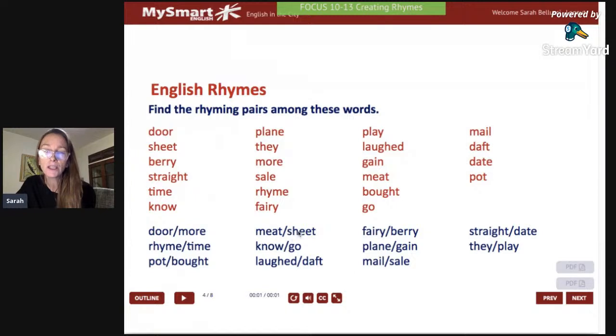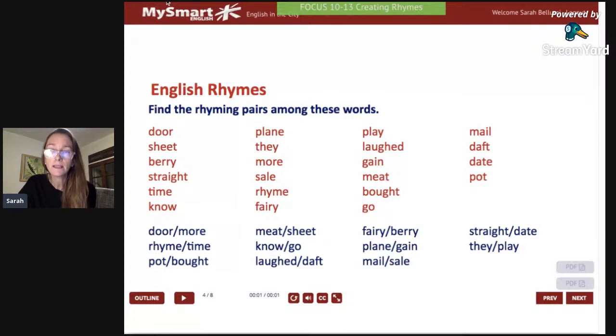Meat sheet, no go. Laughed, daft, fairy, berry, plain, gain, mail, sail. And then straight date. I think we missed that one in our comments field. Straight and date. And this is a great example of two different words that have the same sound, but their spelling is completely different. They and play.